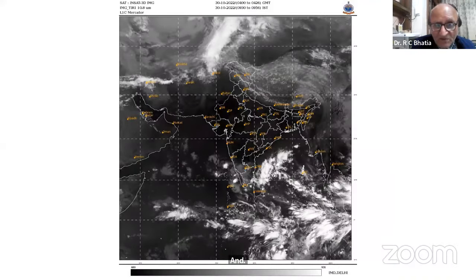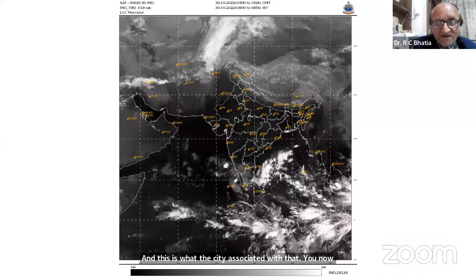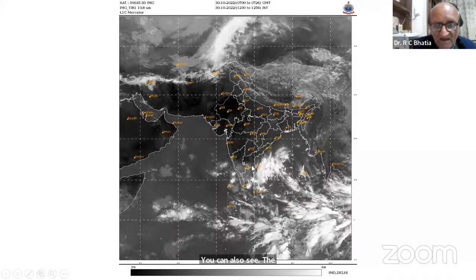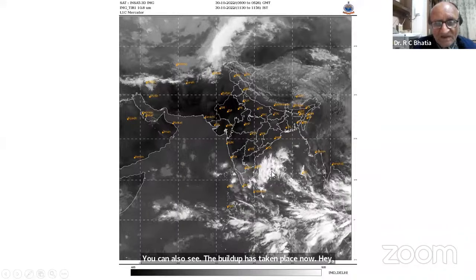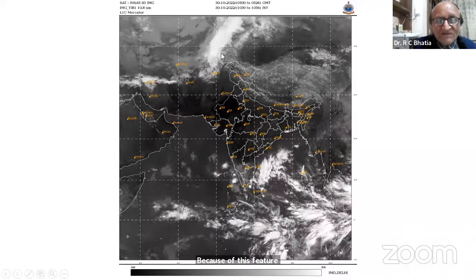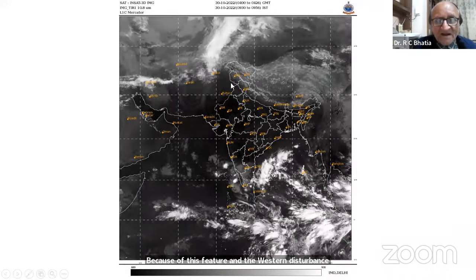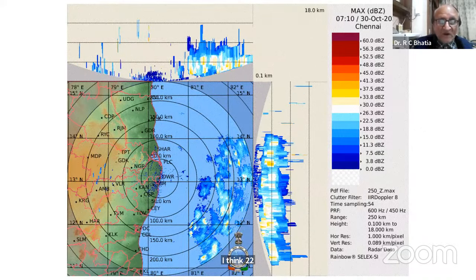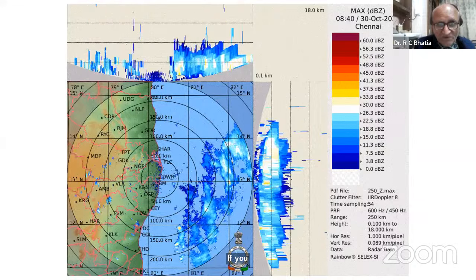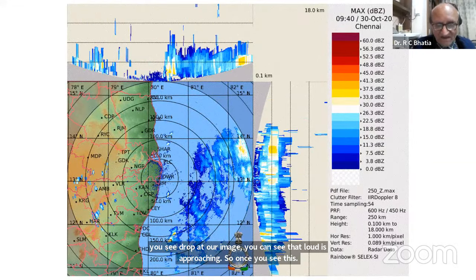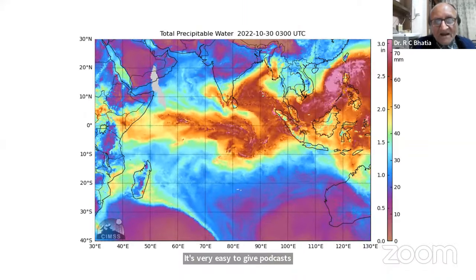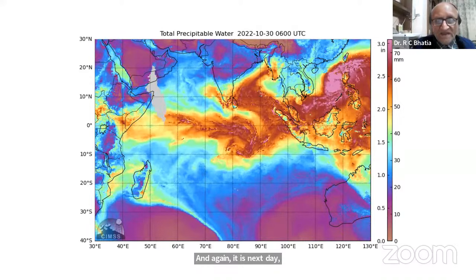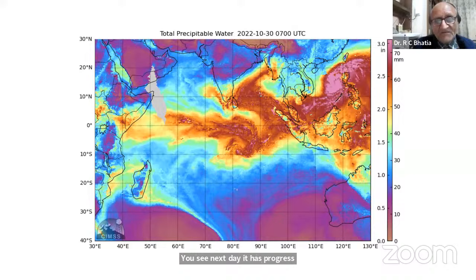And this is the vorticity associated with that. You now see the picture, okay? And continuously, you can also see the buildup has taken place. Now, heavy rain will start over the coast because of this feature. And the western disturbance being carried forward by the jet will also affect northern parts of the country. This is, I think, 22. Of course, if you see the Doppler radar image, you can see the clouds approaching. So once you see this, it's very easy to give a forecast. And again, it is the next day, 29th October 22. You see, next day it has progressed further. And of course, I don't have pictures for the subsequent days.